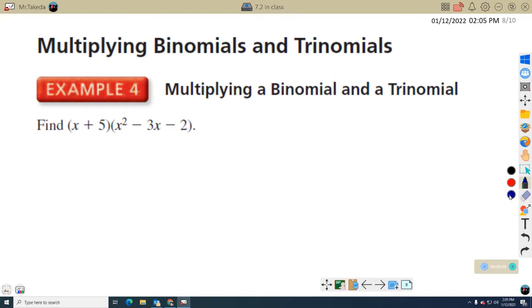And then finally, multiplying a binomial and a trinomial. I'm going to write this a little bit bigger over here. We have the binomial x plus 5 multiplied by the trinomial x squared minus 3x minus 2. Well, the same kind of general rule goes for what we're doing on the other examples, which is essentially multiplying this x by every term, which is in this case now 3 terms on the other side.